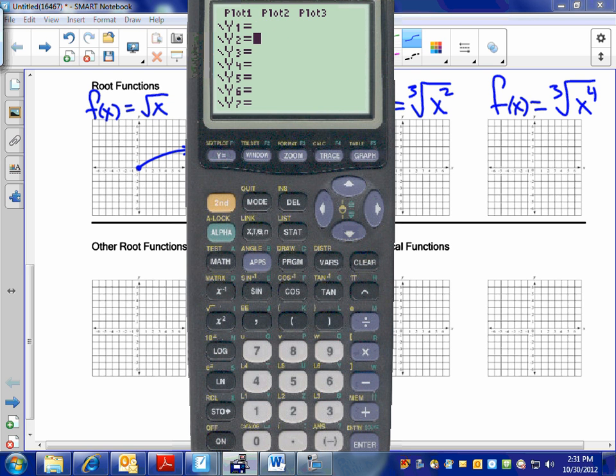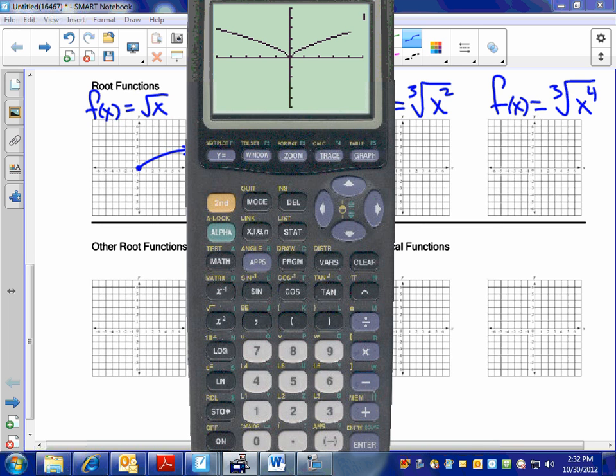The cube root of x squared, how do you write that as a rational exponent? X to what power? Two-thirds. Very good. 2 over 3. And I graph that. It's kind of neat.